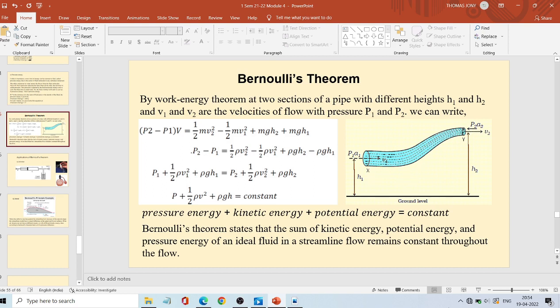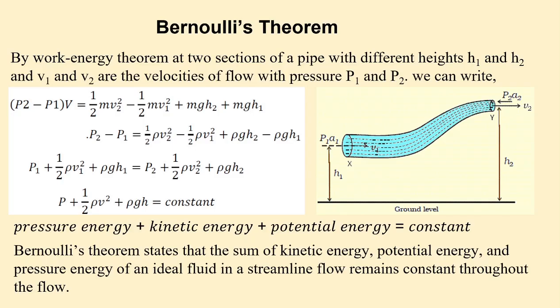We can see the 2 sections. One is at x. That section is at a height h1, and the area of cross section at that section is A1, and the pressure at that section is P1, and the velocity of the fluid is v1 through the fluid flow.